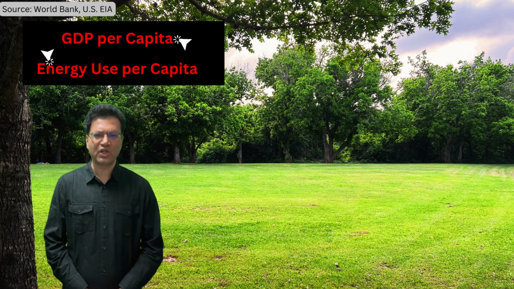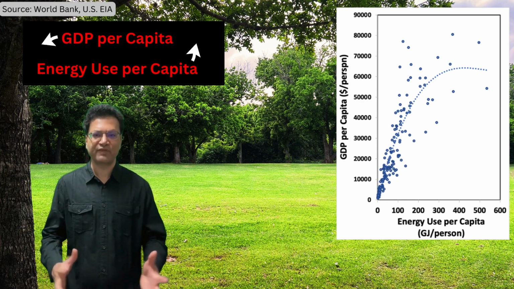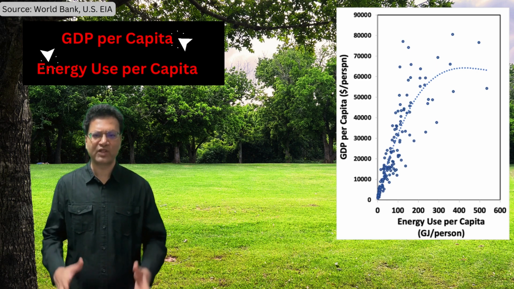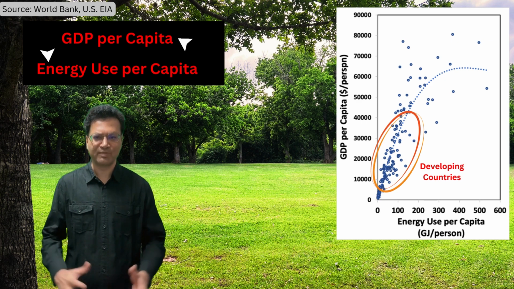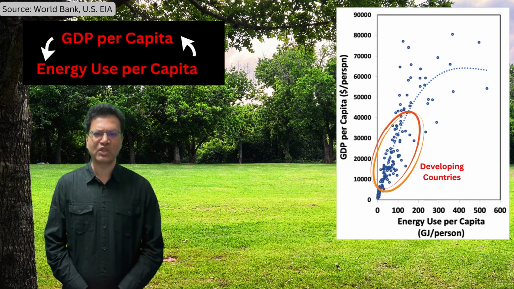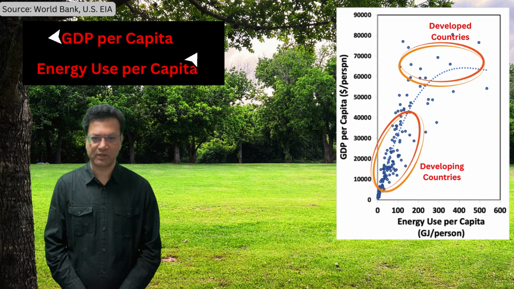Let us review the relation between GDP per capita and energy use per capita for the different countries. A steep linear correlation is observed until a certain level of energy use per capita. Specifically, the GDP per capita correlates strongly with energy per capita in case of developing countries. This means that the energy use per capita has a strong impact on the GDP per capita for such countries. Notably, the correlation between energy per capita and GDP per capita is weak for developed countries.